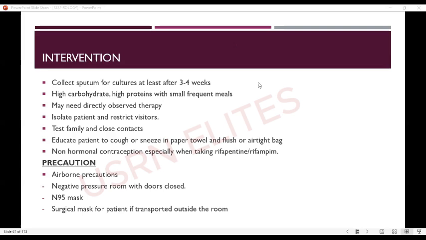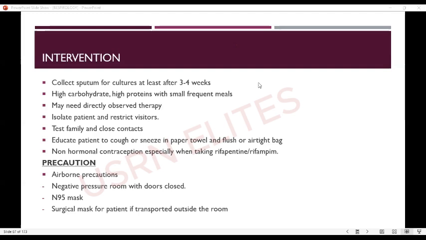And the doors must be closed. In droplets, you can open the door. By airborne, the doors must be closed. Okay. Then the RN must wear an N95 mask. Then the patient should be in a surgical mask if transported outside the room.